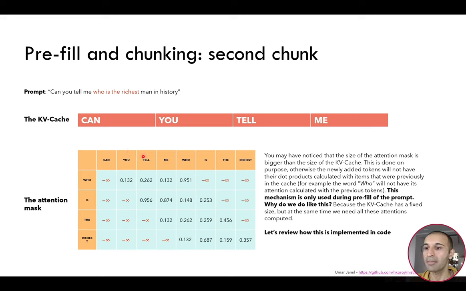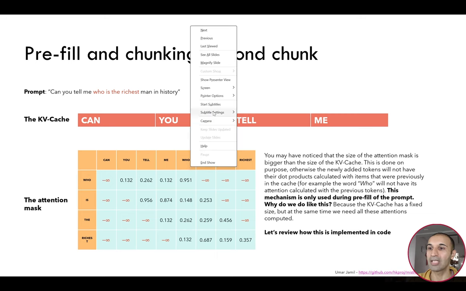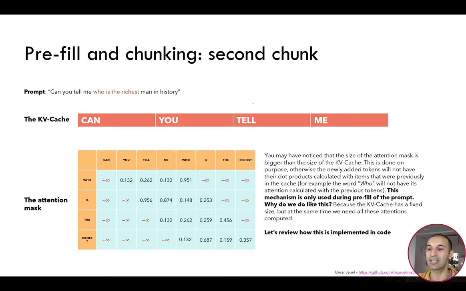Why? Because imagine if we didn't use the content of the previous chunk, what would happen is this: we would have an attention mask that is only comprised of the tokens of the current chunk, so it would be only limited to this matrix here. Let me draw it. So only this matrix here.